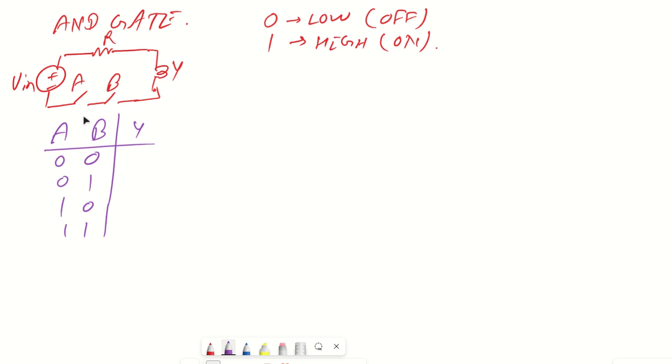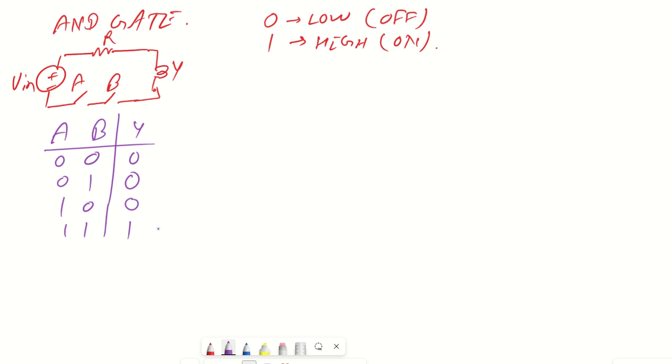Now if either or both of the switches are open, it means the path is not complete, so the bulb will not glow, it means it will be 0. So if both of them are 0, it will be 0, or if any one of them is 0, then also it is 0, because the circuit is not complete. If both of them are closed, both of them are going to make the circuit on, and this is how you are going to get Y. Understood? So this is your input, which is AB, and output is your Y.